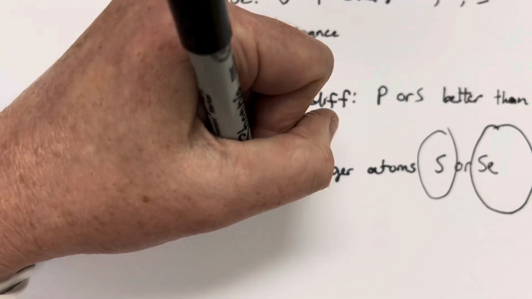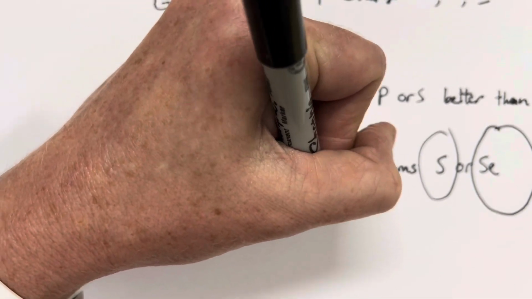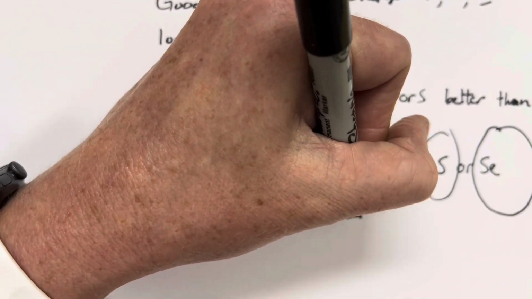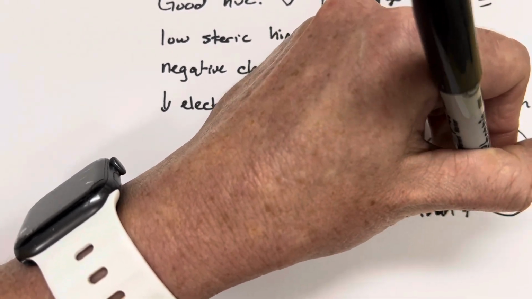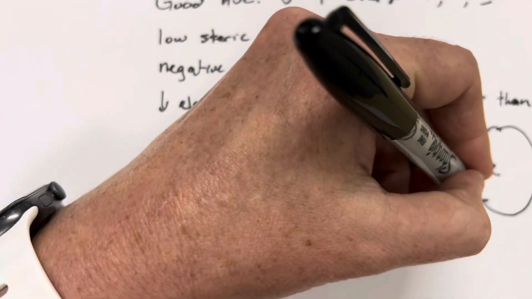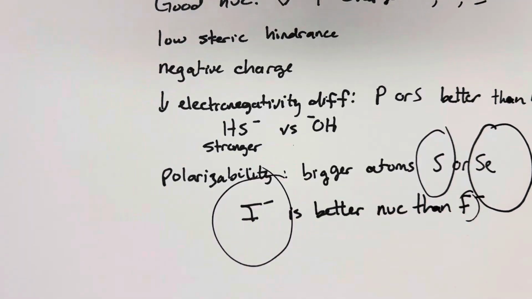An example of this might be I- is a better nuke than F-. Again, I- is just really big and F- is just really small. And we just talked about this in class in terms of size.